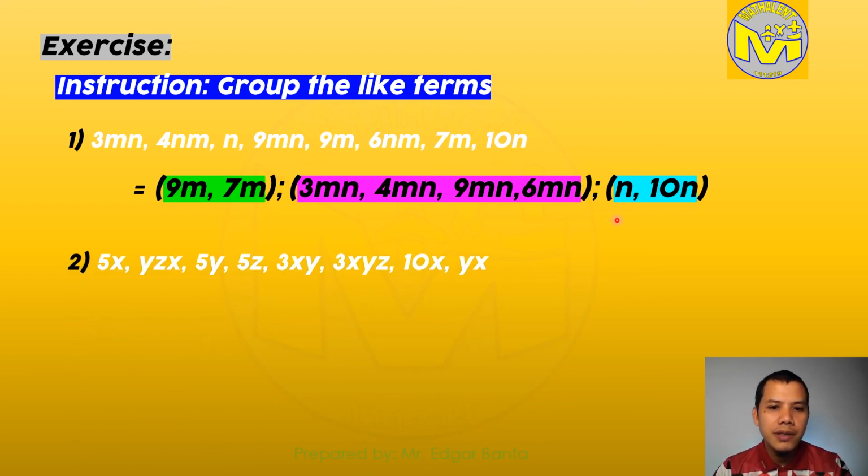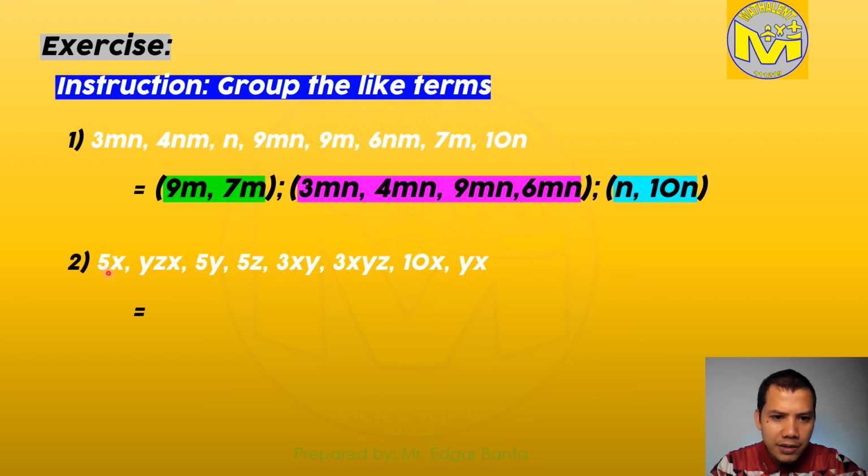How about number 2? How many terms do you see? We have 1, 2, 3, 4, 5, 6, 7, and 8 terms. And then how many groups? Okay, we have group X, group XY, and group XYZ.